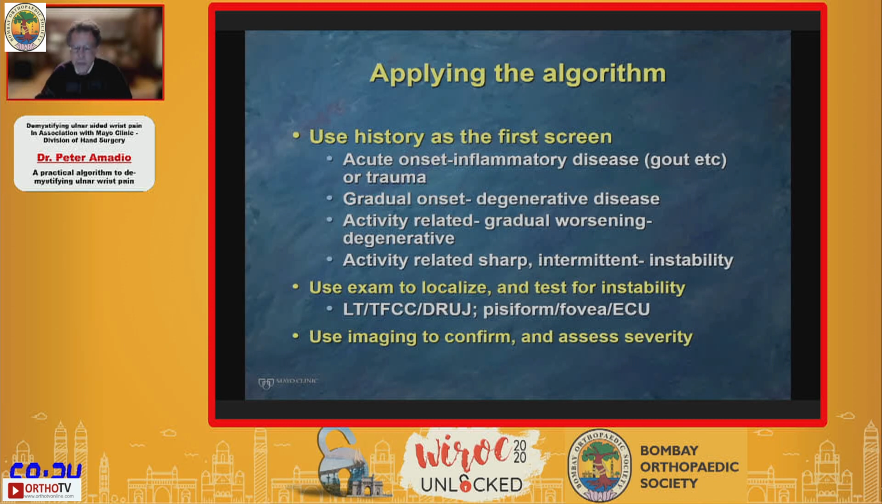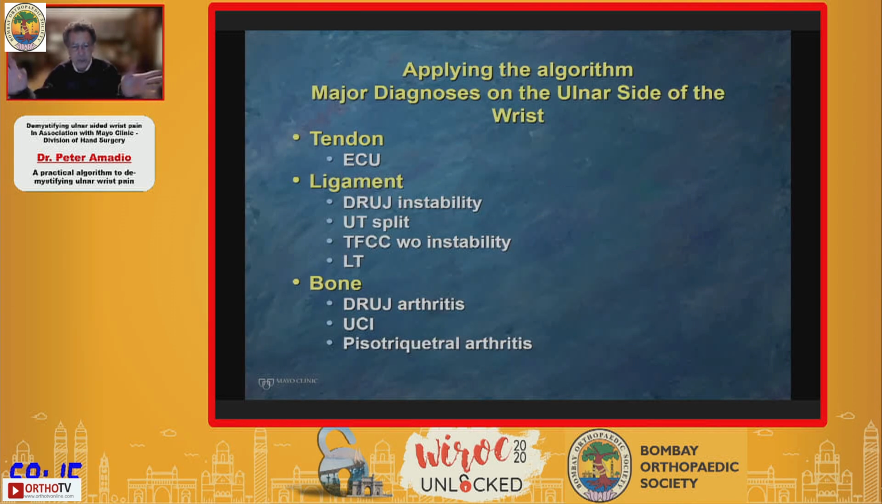And then you use your imaging to confirm your clinical suspicions and to assess severity, because that's one thing you can't really do on your physical examination, is to know how much cartilage loss there is, how much joint narrowing there is, and you certainly can't easily quantify how much instability there is. So the rest of this talk is I'm just going to give you some examples. Then we'll do some tendon, ligament, and then some bony examples. And I'm not going to talk about treatment because that's what some of the other talks are for.